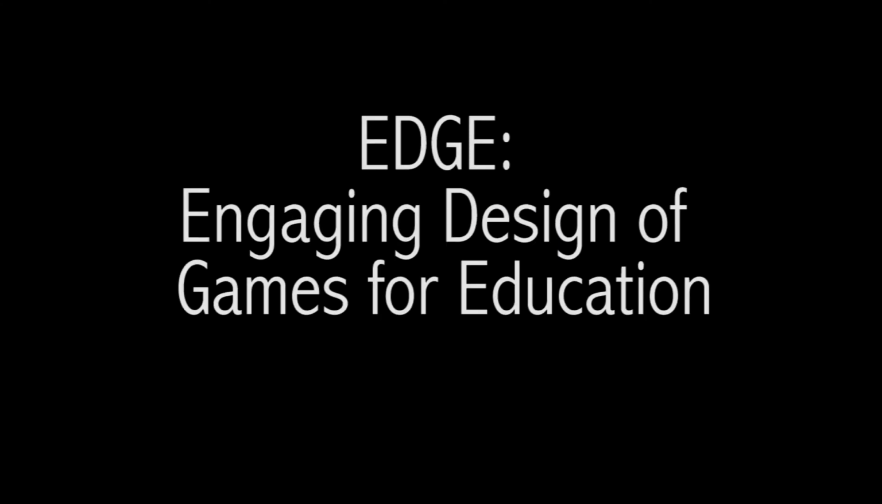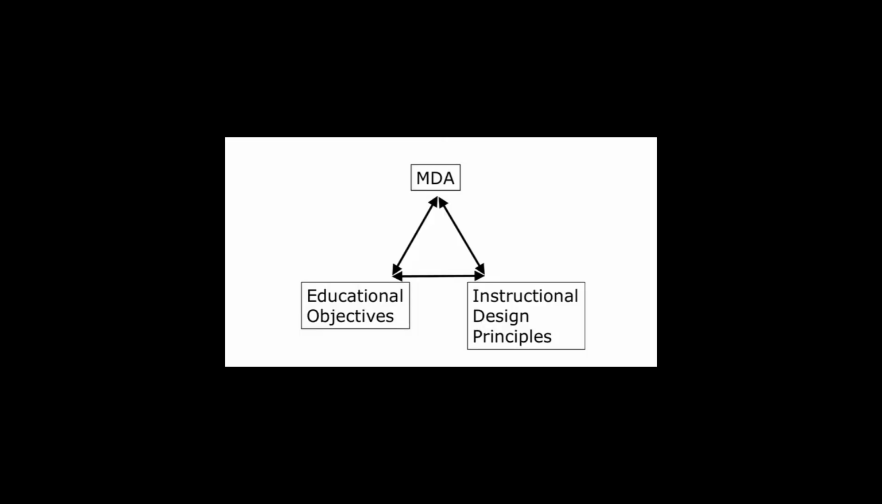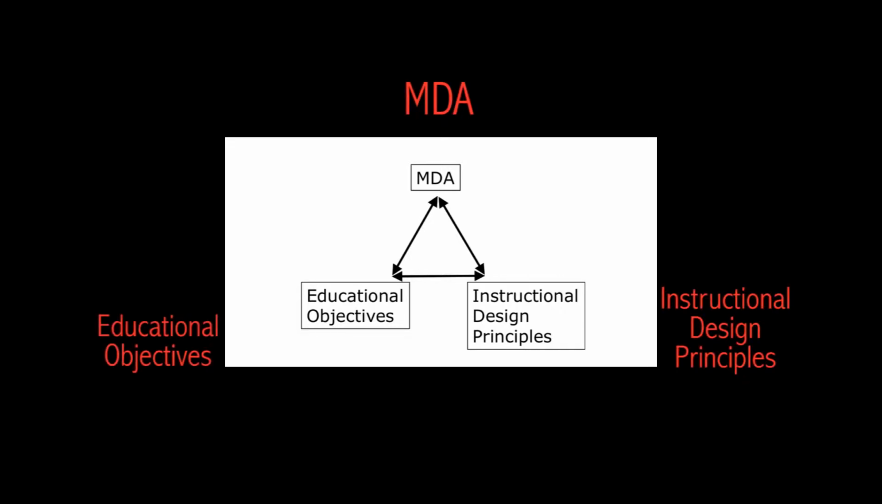In the last video, I touched very briefly on the educational influence of Coming Out Simulator. This time, I want to talk briefly about the simulator using the EDGE framework for educational game design. This framework is just a basic outline of what makes a successful game. It has three basic parts: the MDA, instructional design principles, and the educational objectives.